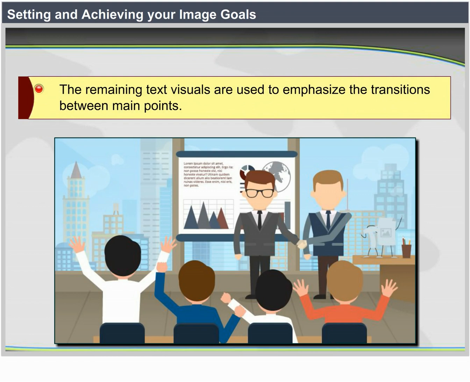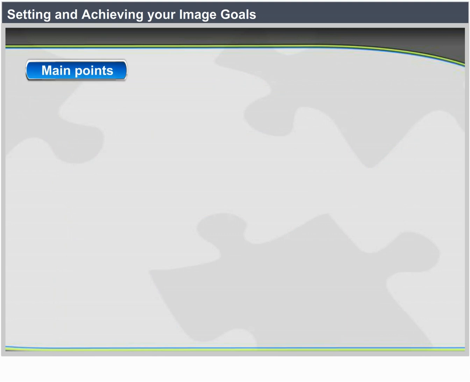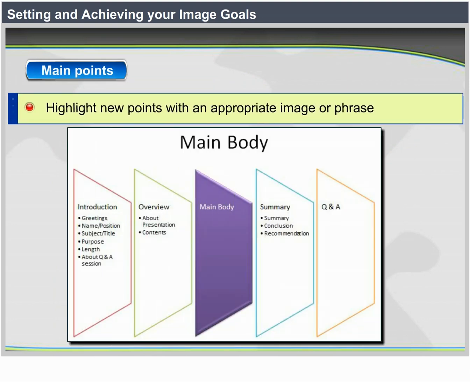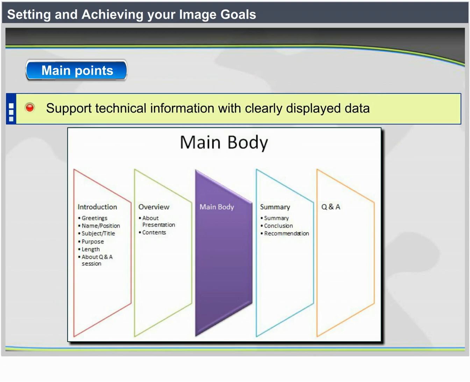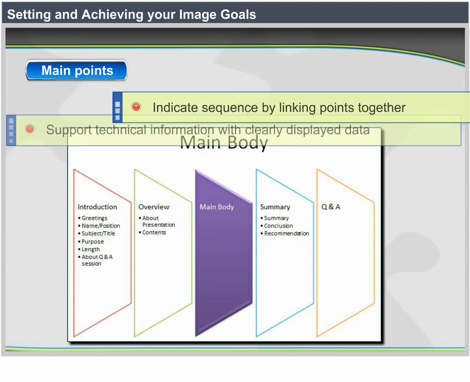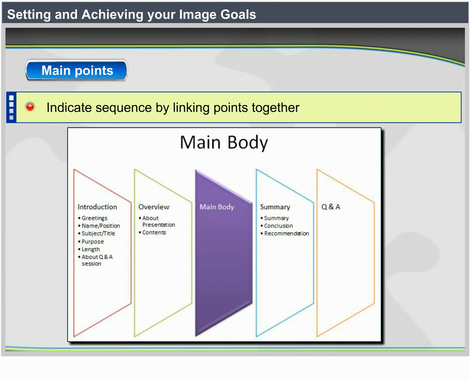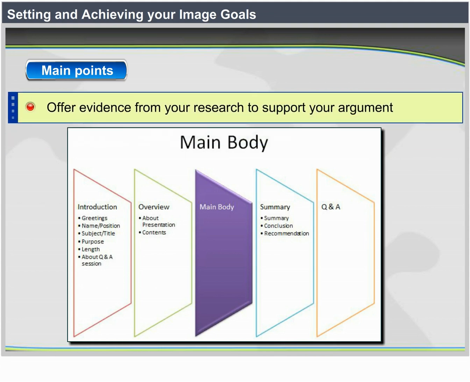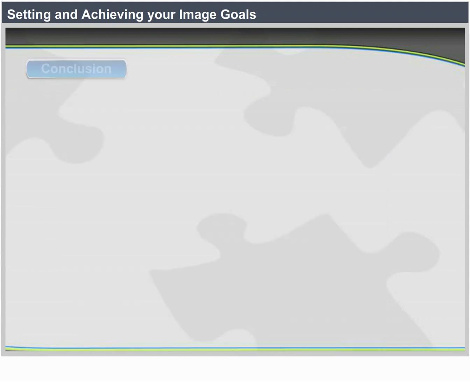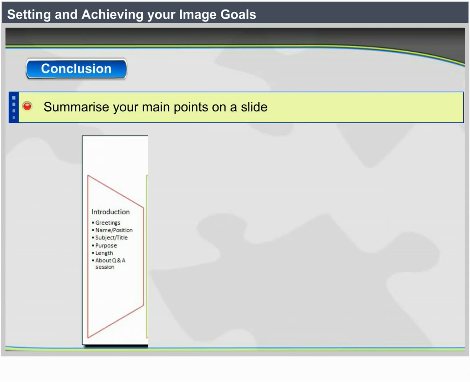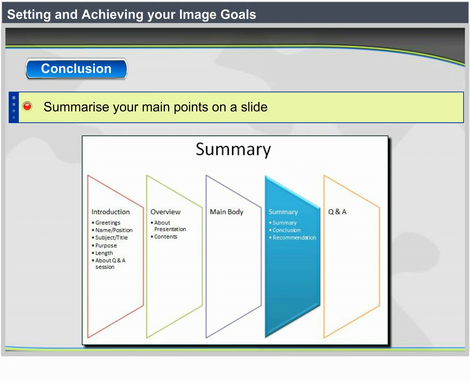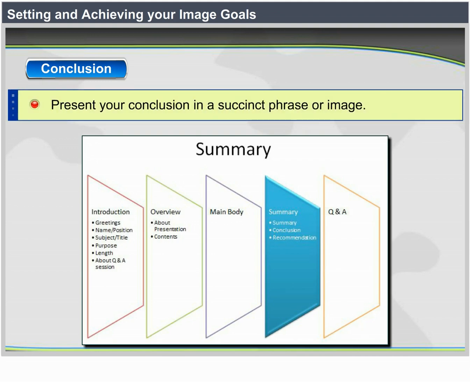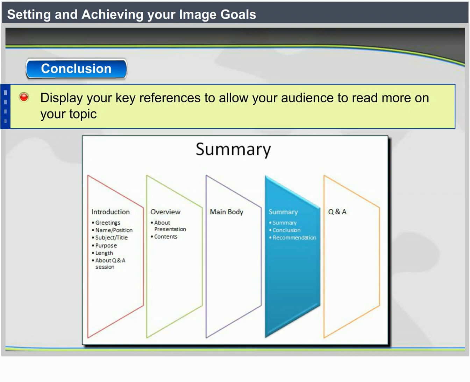Main points. Highlight new points with an appropriate image or phrase. Support technical information with clearly displayed data. Indicate sequence by linking points together. Offer evidence from your research to support your argument. Conclusion. Summarize your main points on a slide. Present your conclusion in a succinct phrase or image. Display your key references to allow your audience to read more on your topic.